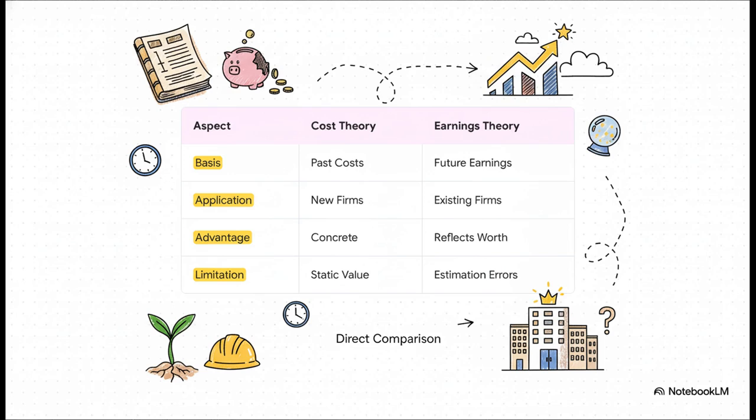Now students, this slide is exam gold. Please remember this comparison. Cost theory, it's all about past costs and it's for new firms. Earnings theory, it's all about future earnings and it's for existing firms. One gives you a solid number, but it's static. The other reflects the company's true worth, but it's based on estimates. This is a very common question.